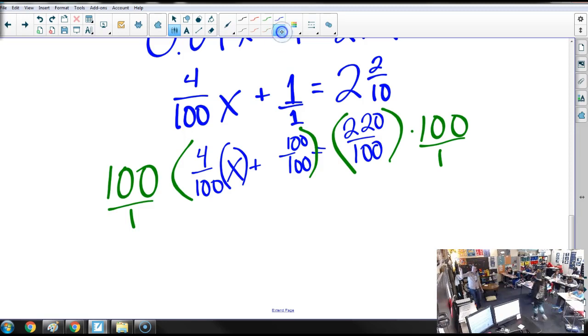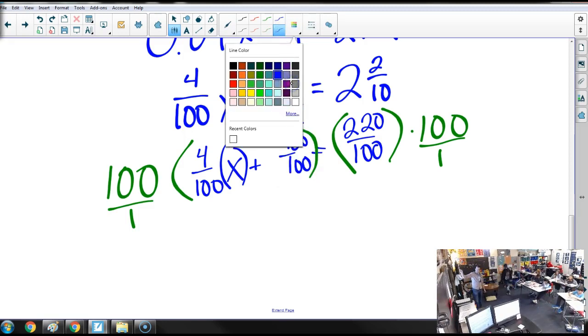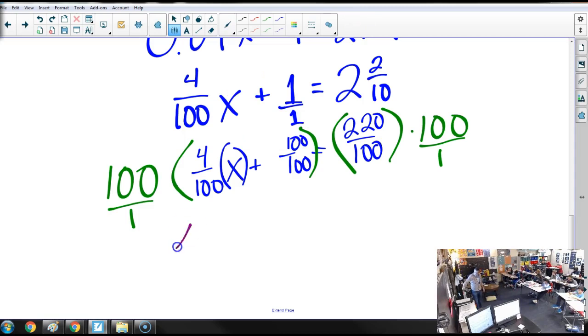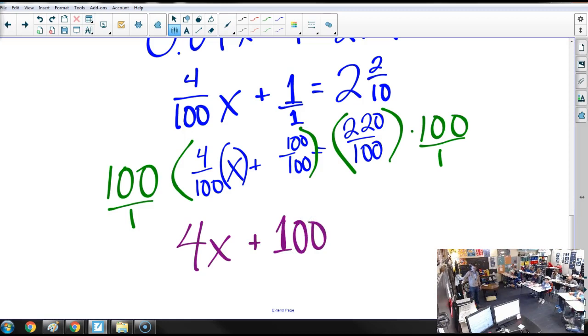So this becomes, I'm actually going to write it in purple since this is like a new iteration, 4x plus, well, it wipes out, no. Oh, wait. It wipes out the denominator, but the numerator stays. It's 100. Because remember, this was 1 that got multiplied by 100. Pretty big y-intercept. And then 220. That's pretty big y-intercept. It's not the y-intercept. But it could be.